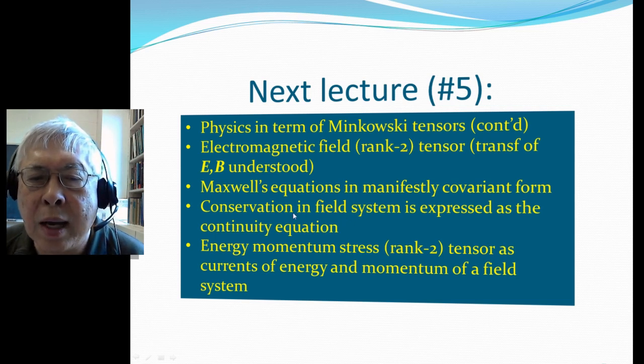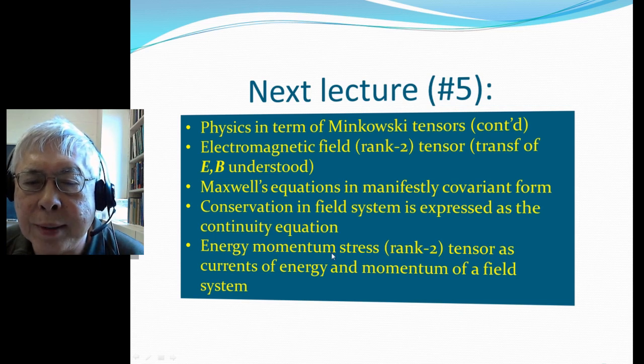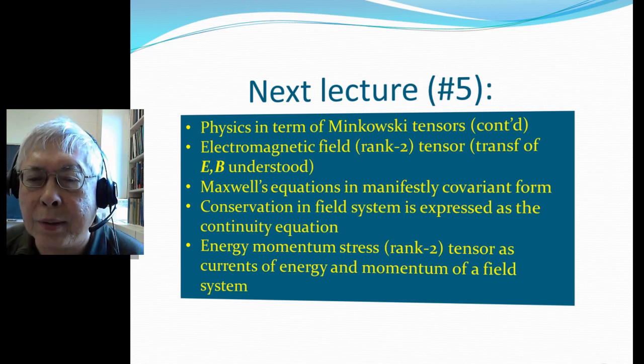Then we'll talk about conservation in a field system as expressed in terms of continuity equations. And then we introduce the energy-momentum stress tensor, which are the currents of energy-momentum in the field system. This is a somewhat complicated subject, but it's needed because eventually the GR, the general relativity field equations, are written in terms of this tensor of rank 2. Okay, that's the end of the lecture number 4.